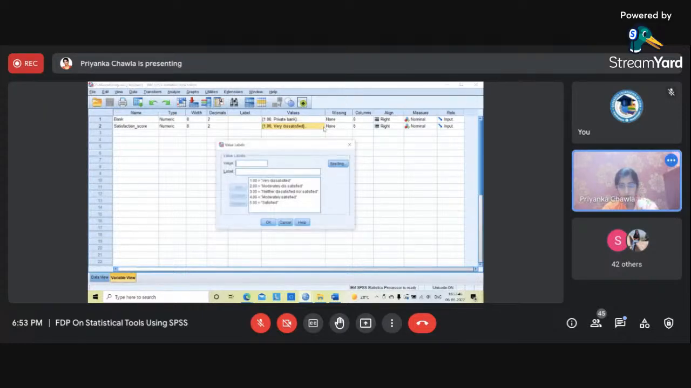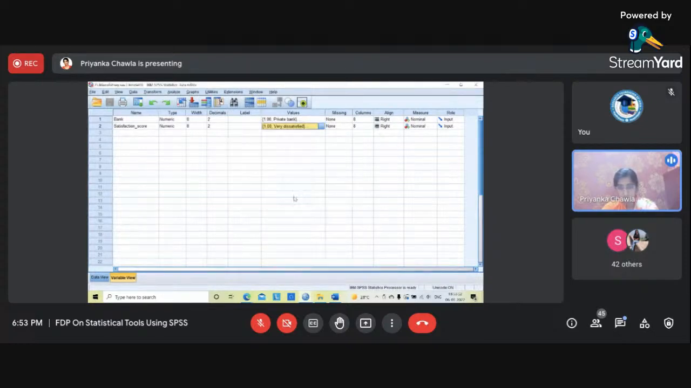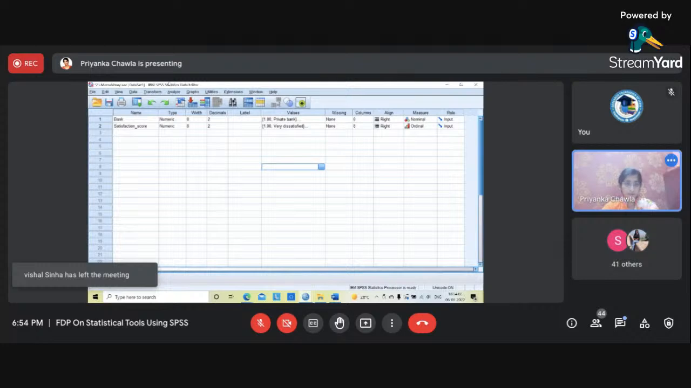So it is measured on an ordinal scale. Okay, this is ordinal scale data. Let me collect this. That means the dependent variable is on an ordinal scale and the independent variable is on a nominal scale. Clear? So this test is just equivalent to the independent t-test.